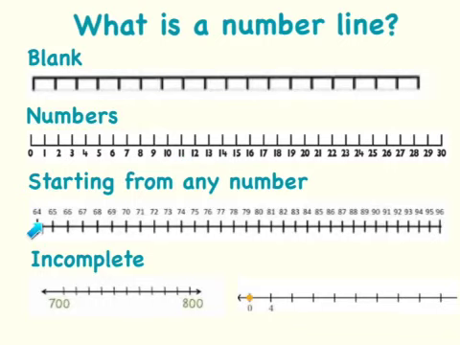Sometimes number lines don't start from 0 or 1. They can start from any number. And sometimes we have incomplete number lines, where we have some numbers, but there's gaps in between. And sometimes there are number lines that start with numbers that we have to fill in the rest of.